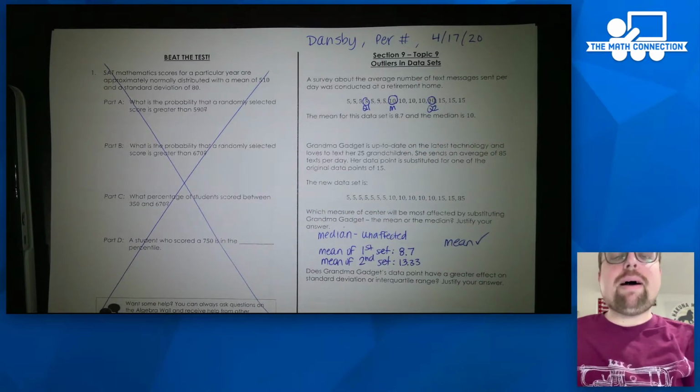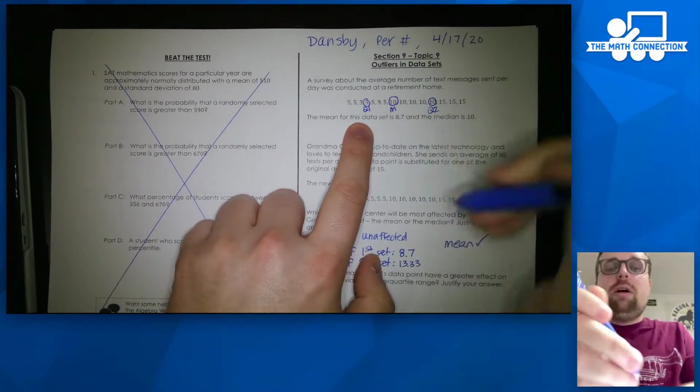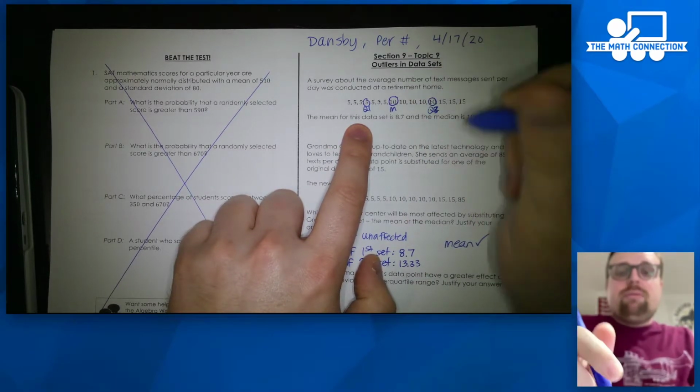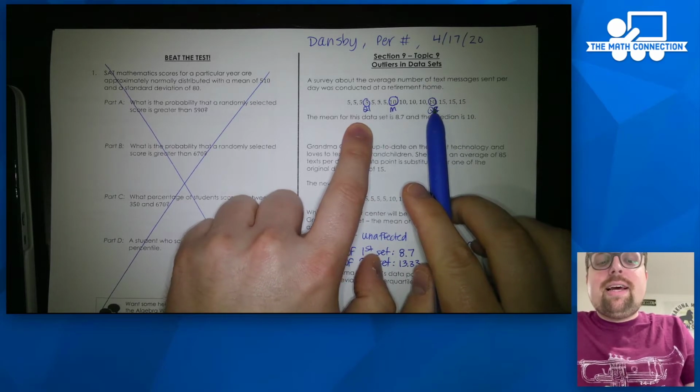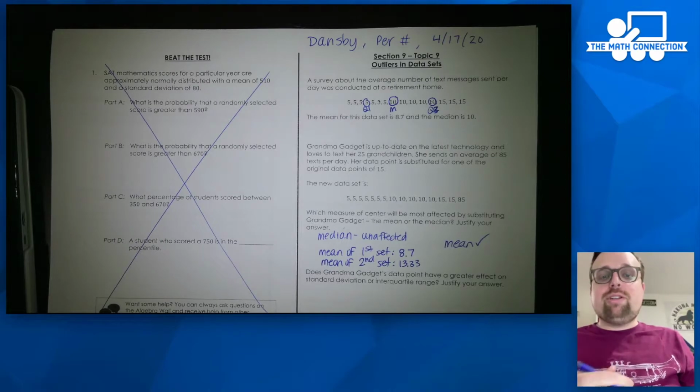That's going to tell me my interquartile range. It's Q3 minus Q1. So I don't know why I put a 2. Sorry, Q3. Q3 is 10, Q1 is 5, 10 minus 5 is 5. So the interquartile range is 5 for the first data set.